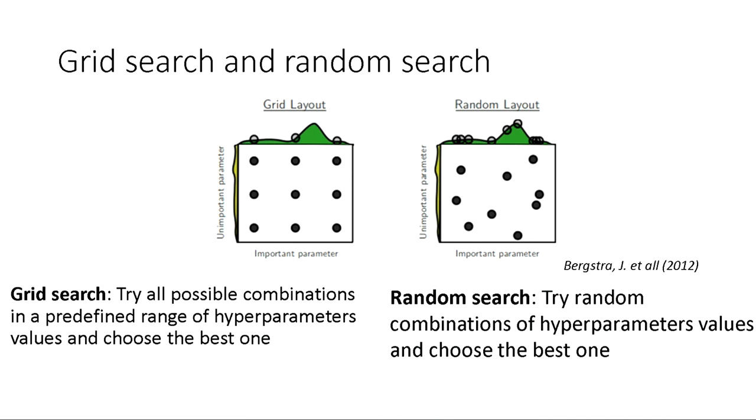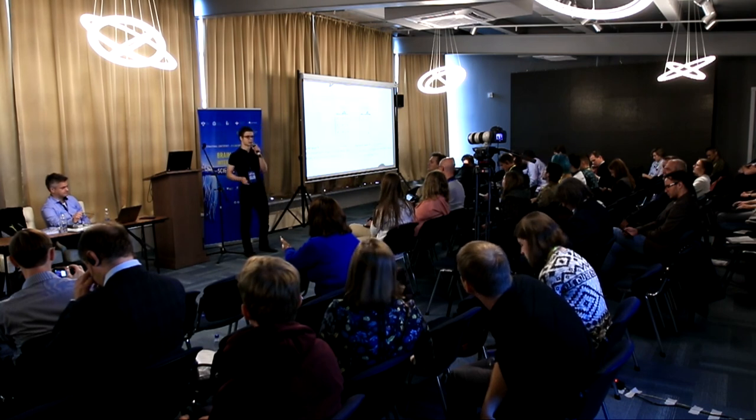And the oldest approach to solve this problem is grid search, which just tries all possible combinations of hyperparameter values in some range, and random search that just tries some random combinations of values of hyperparameters. But the problem is, if your data set is huge, if you have a lot of subjects in your BCI experiment, you will spend a lot of time using these techniques, and you really want some better ways to find hyperparameters that fit your BCI setting.